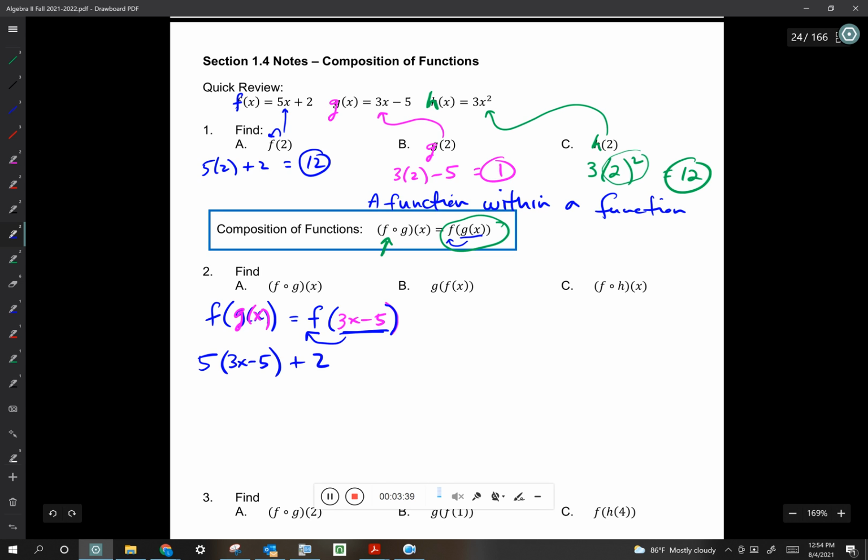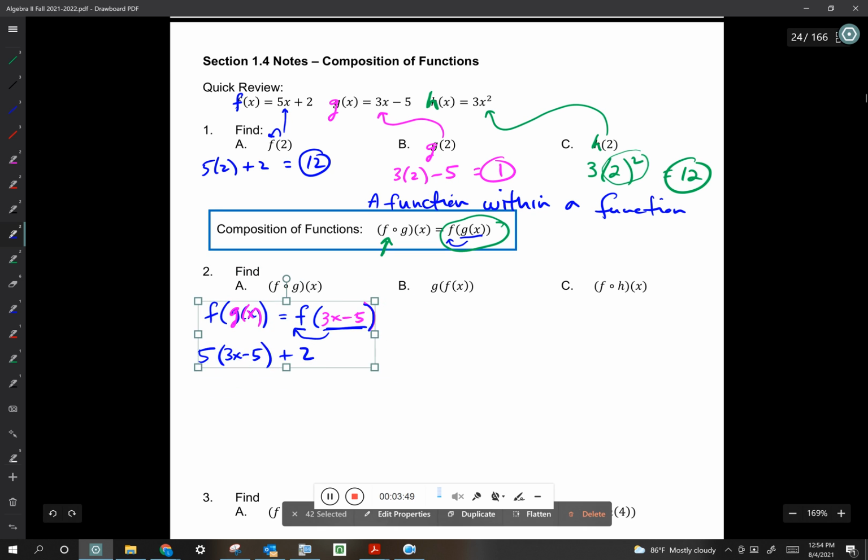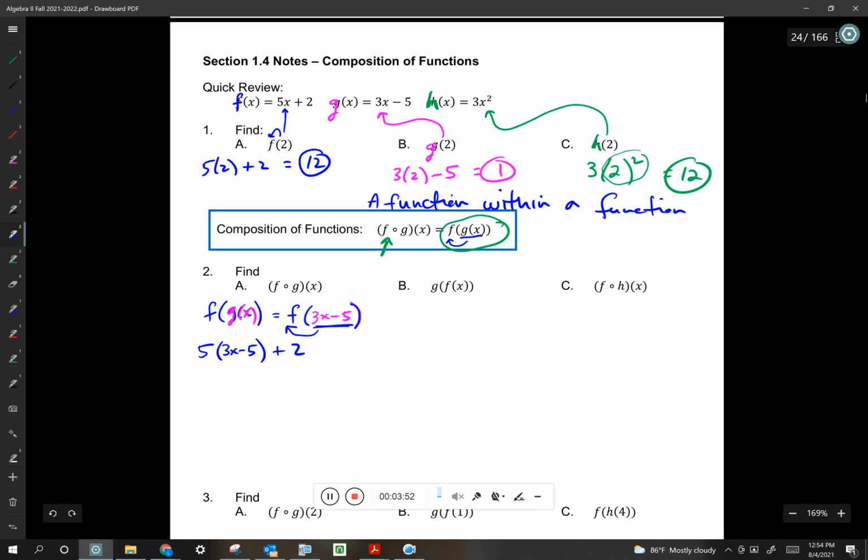Now again, I can do the math, but that right there is the most important part of this problem. In fact, for now, I'm not even going to mess with that because I don't want to get bogged down in the simplifying part. I want to make sure you understand what composition of function looks like.